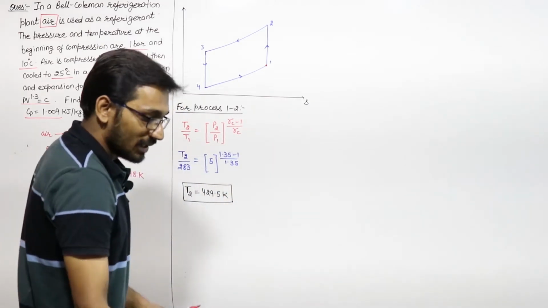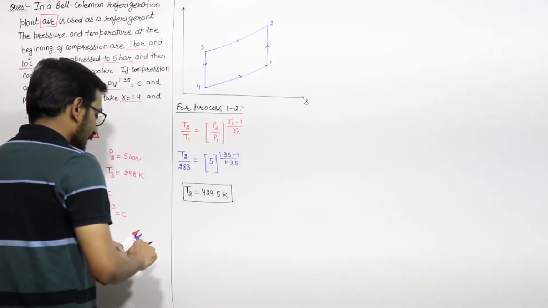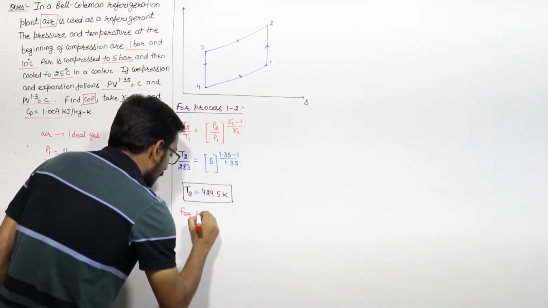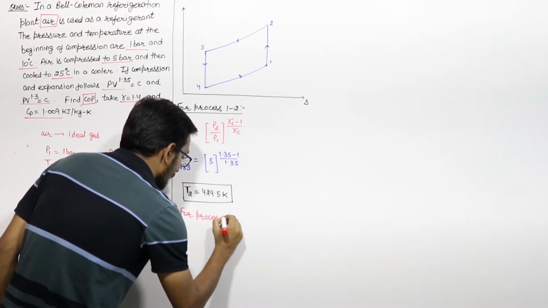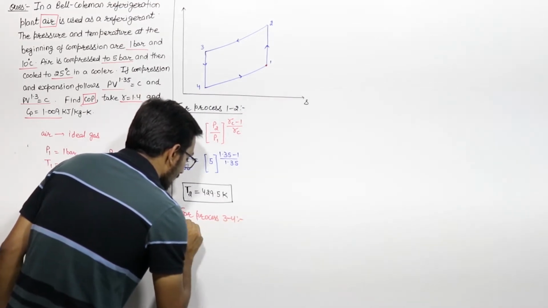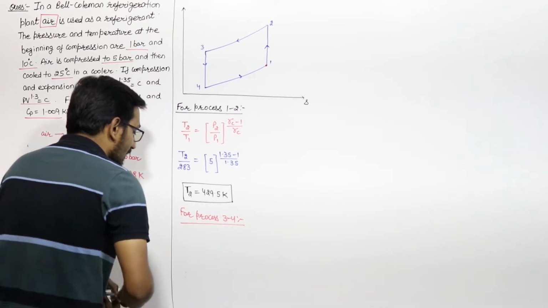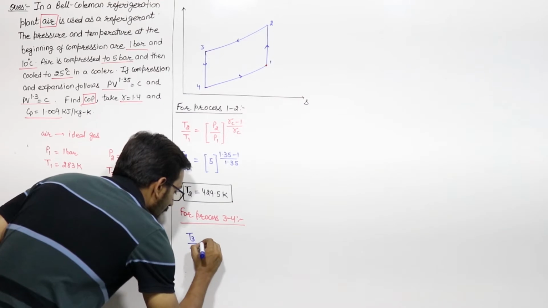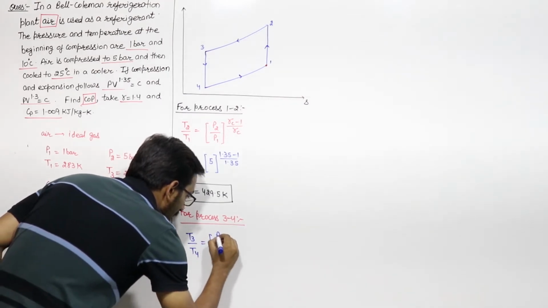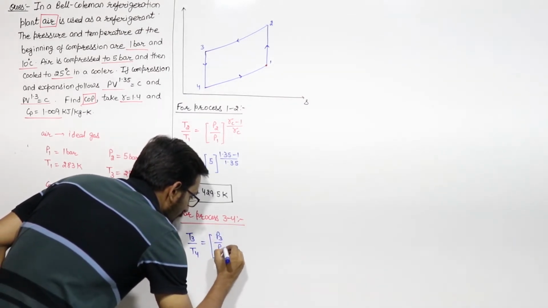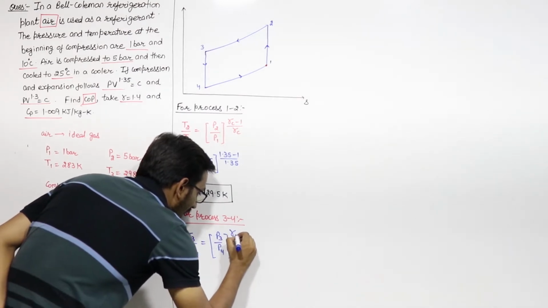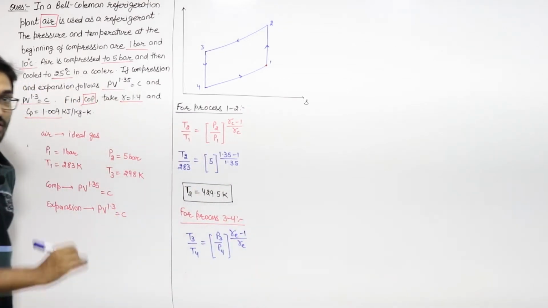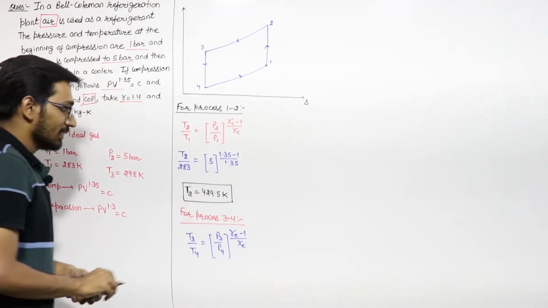So we have to go with the basic equation that for process 3 to 4, which is an adiabatic process, you can write T3 by T4 is equal to P3 by P4 raised to power (gamma E for expansion minus 1) divided by gamma E. This you have to understand, right?